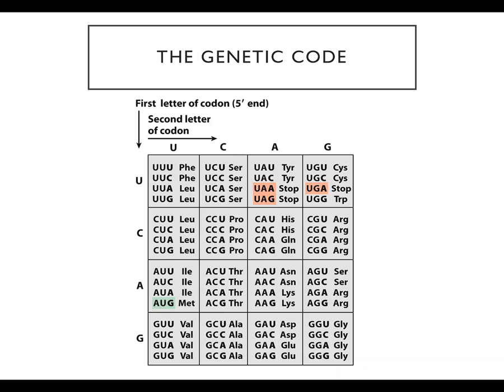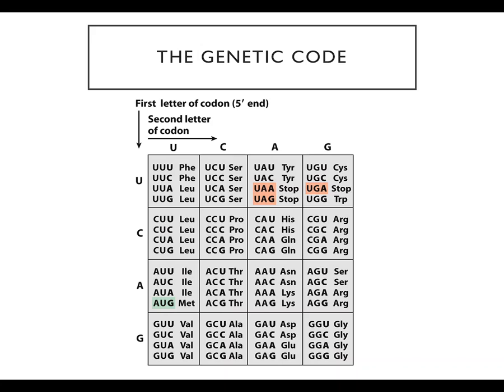And so the way you read the codon table, the first letter of a codon is read on the left-hand side here on this column. The second letter is read across the top, and then the third letter is one of the 4 bases within each little box.